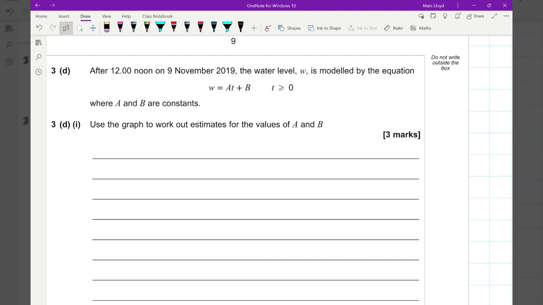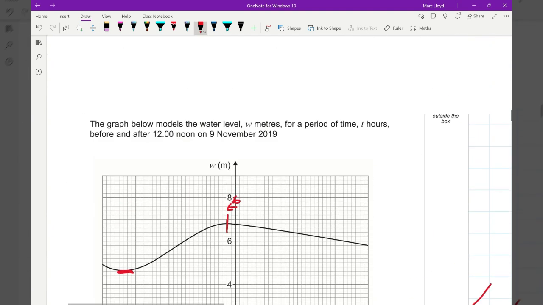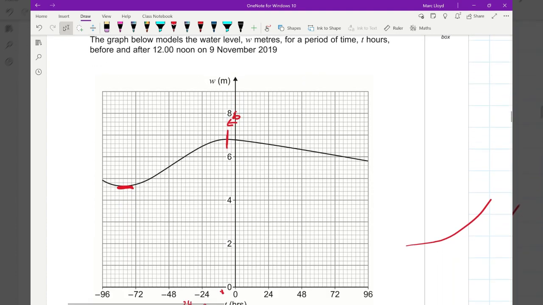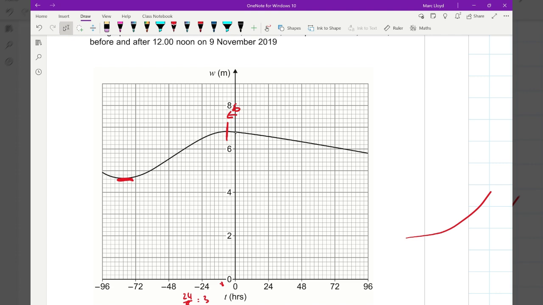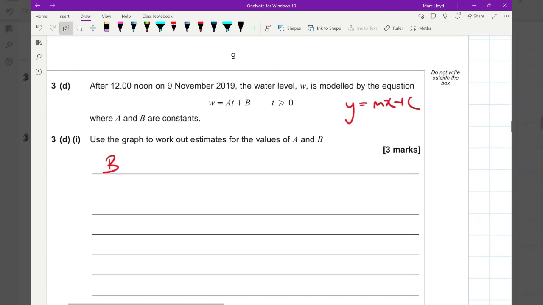And this is in the format of y equals mx plus c, meaning that the A is going to represent the gradient and B will represent the y-intercept. So we can work out B quite quickly. B is this point here, and we can go with 6.8. So B is 6.8.